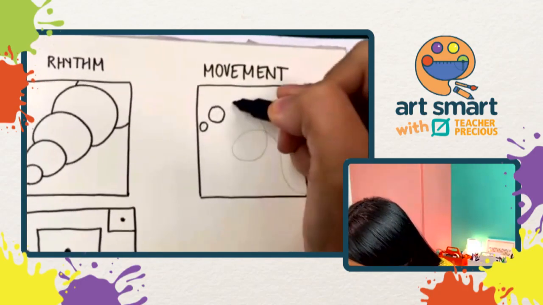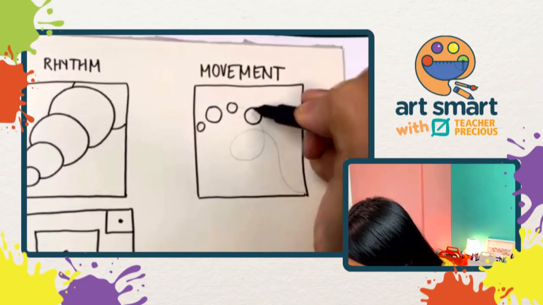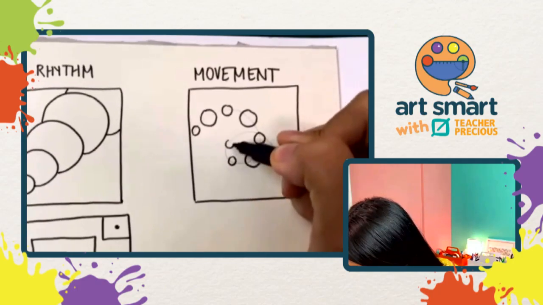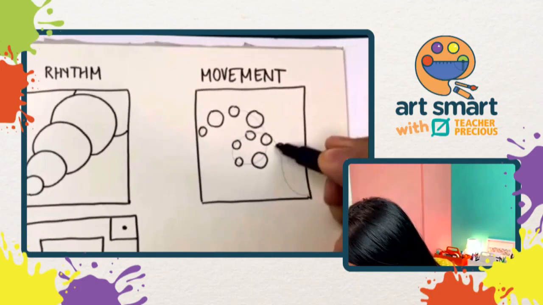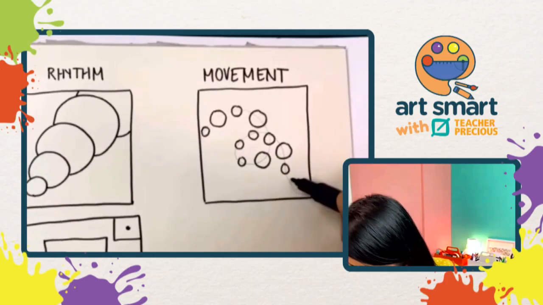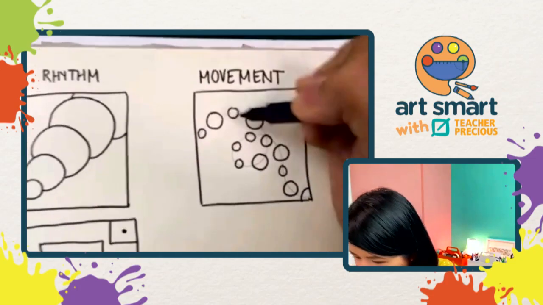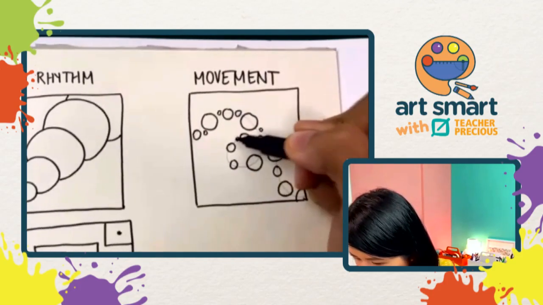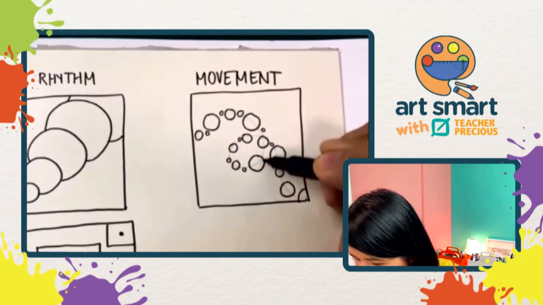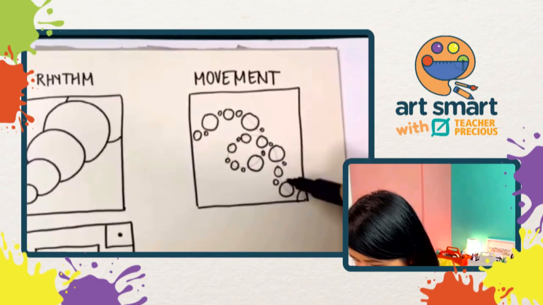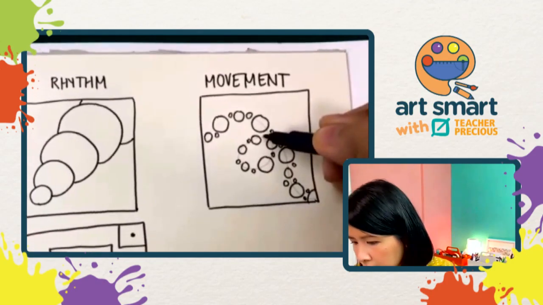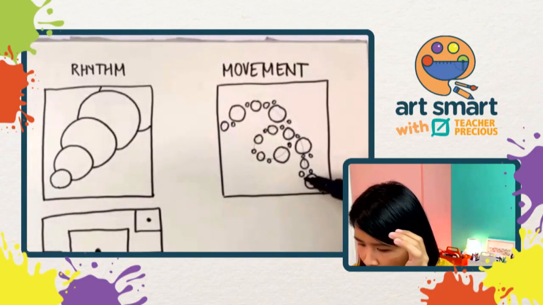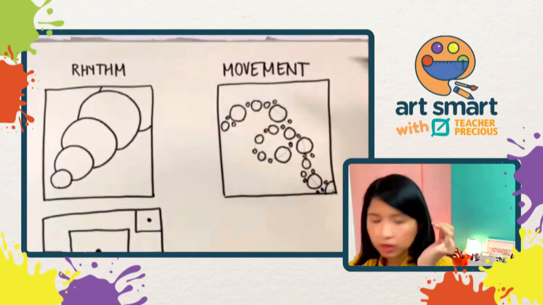Pag sinabing movement, your elements that have maybe similar color or similar shape will seem to follow a certain track. Diba? Leading the viewer's eye nga daw, sabi. Ngayon, when you look at it, it will seem that these circles are moving to that direction. Mukha na siyang bubbles na pa-spiral or paikot.